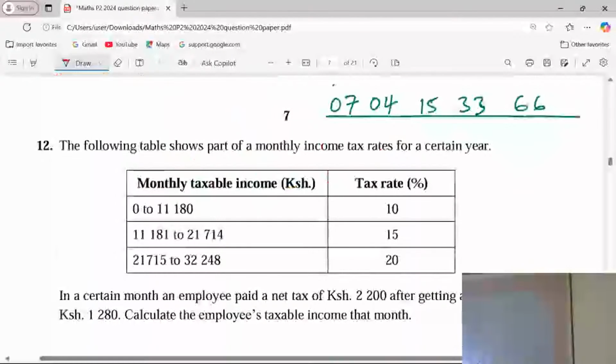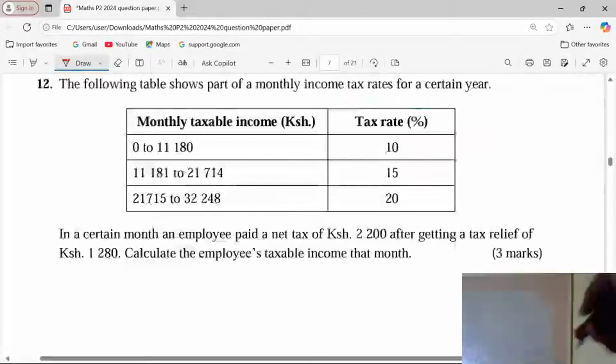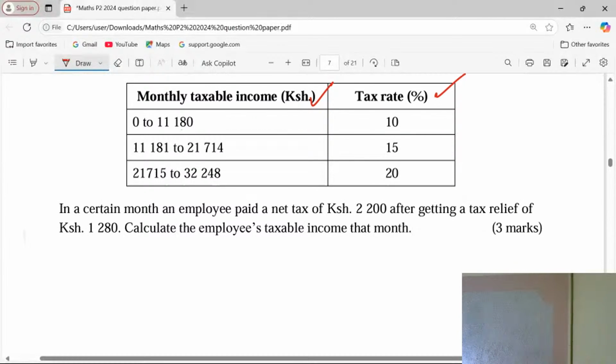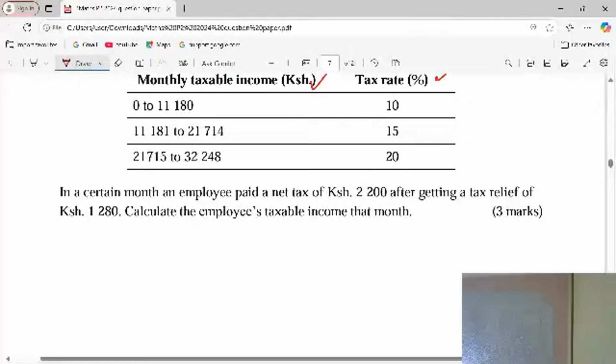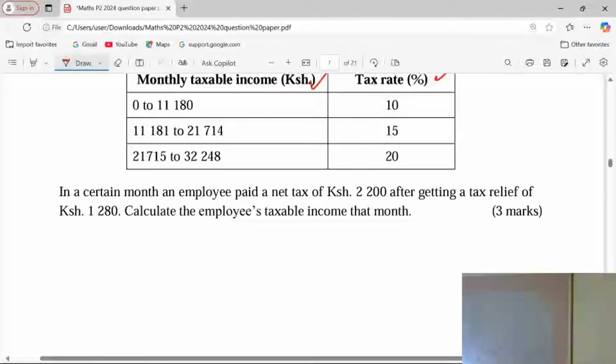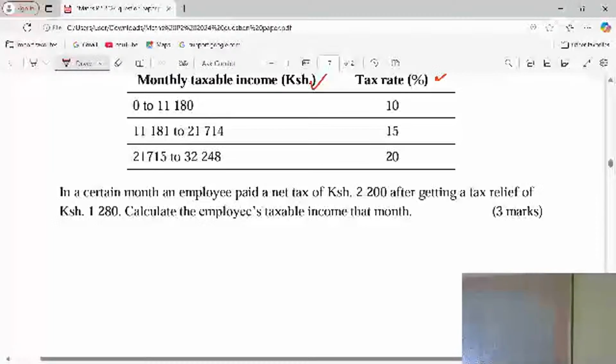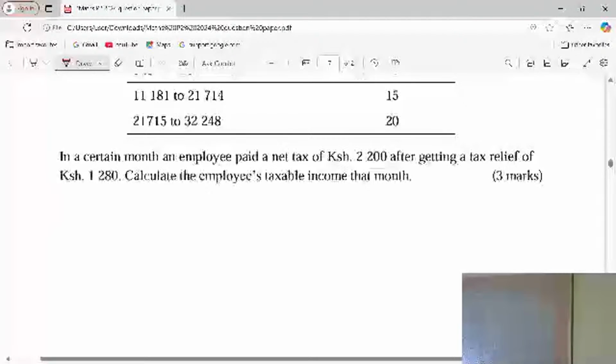We are almost finishing up with section 1, number 12. The following table shows part of monthly income tax rates for a certain year. Monthly income in Kenya shillings. The tax rates are in percentages. What are we told now? In a certain month, an employee paid a net tax of 2,000 Kenya shillings after getting a tax relief of 1,280. Calculate the employee's taxable income.